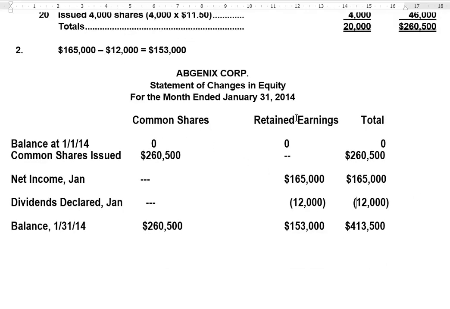So if we add the columns here, we can see that we have $260,500 in common shares at the end of January, retained earnings of $153,000, and total new equity created of $413,500. And these amounts would go into the equity section of our balance sheet at January 31st, 2014.